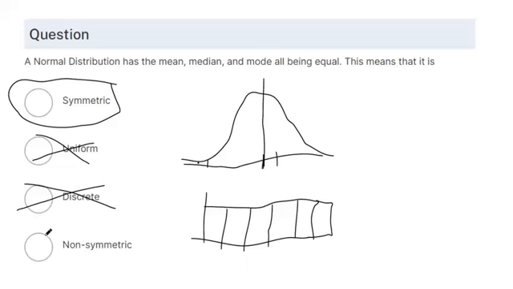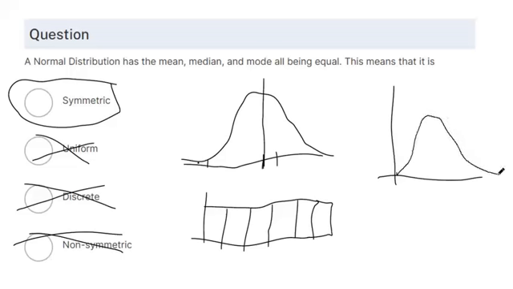Non-symmetric, that would obviously be something that doesn't make the same shape when you slice it down the middle. So here's an example of a non-symmetrical distribution. We call this one right skewed because there's some outliers to the right.